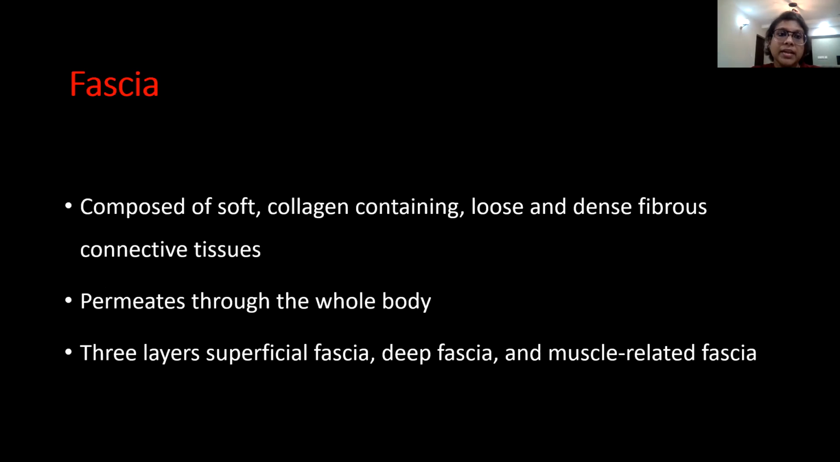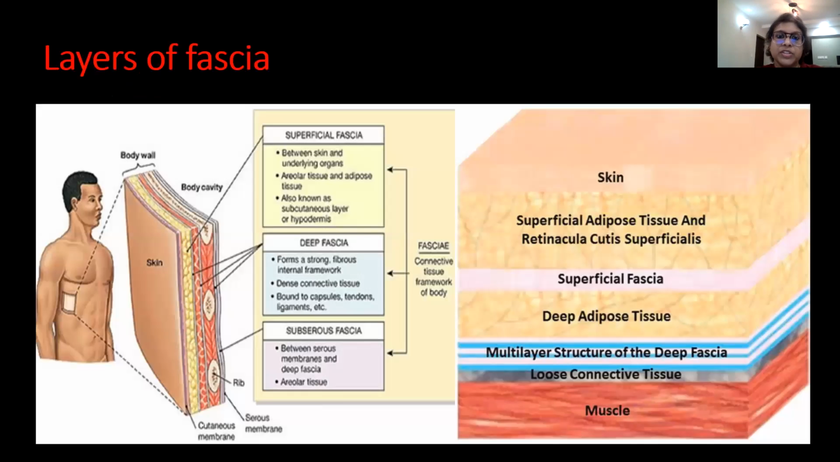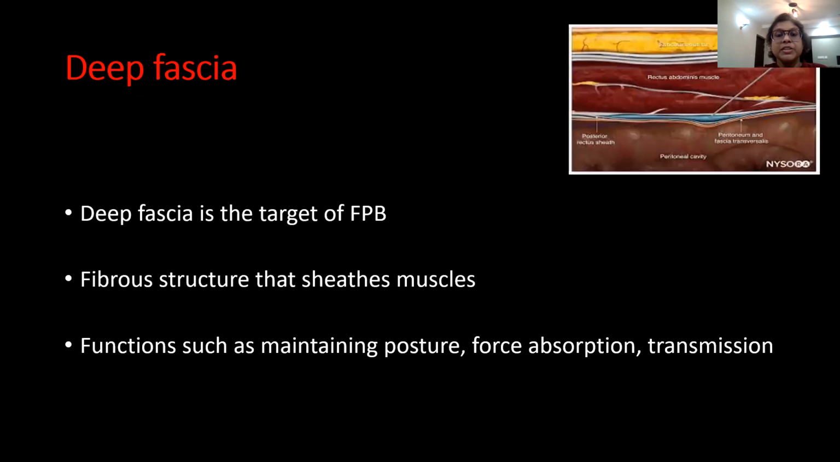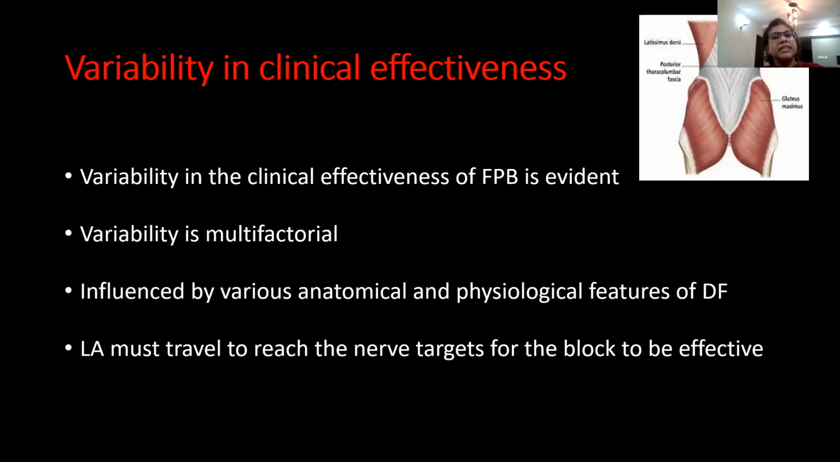And to understand why this happens, we need to understand the anatomy and physiology of fascia. So it is composed of soft collagen containing loose and dense fibrous connective tissue. It permeates through the whole body and has three layers: the superficial, deep, and the muscle-related fascia. So the deep fascia is the target of the fascial plane block, and it has several functions, including maintaining posture and force transmission.